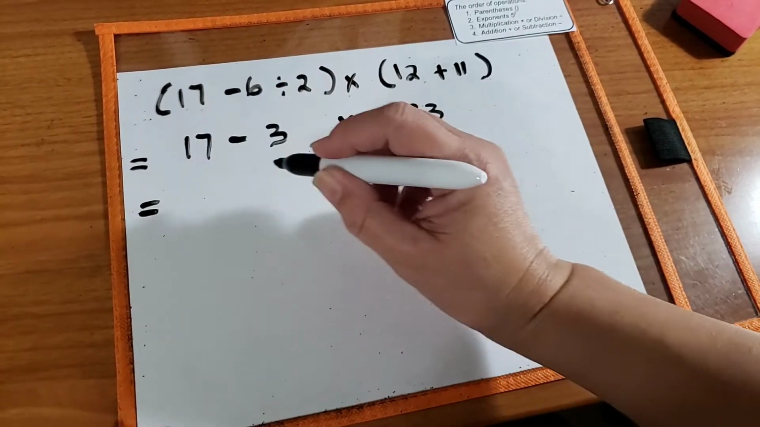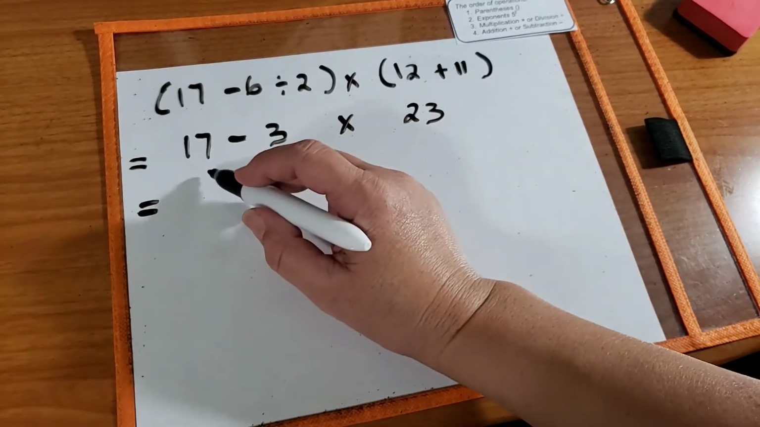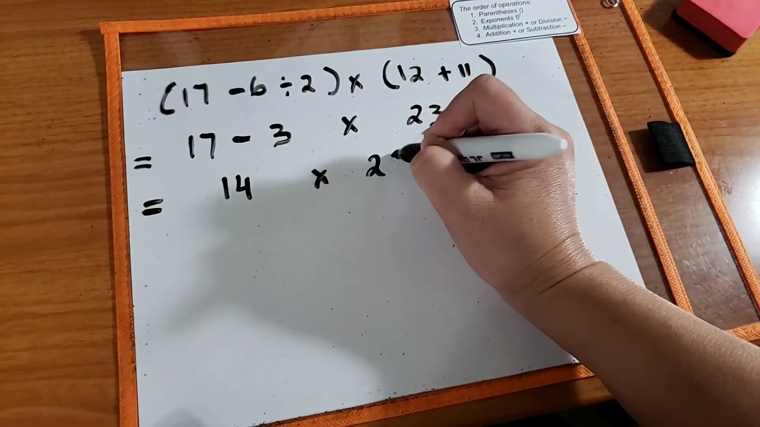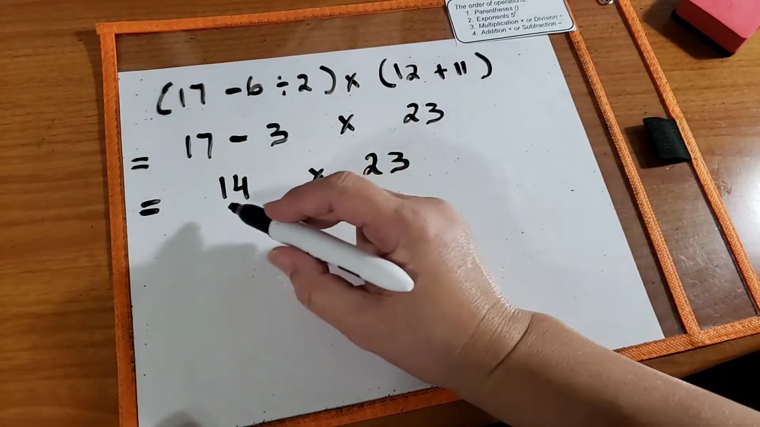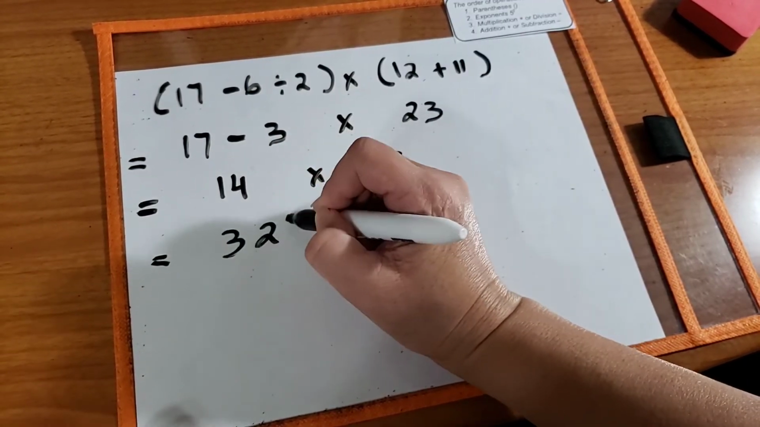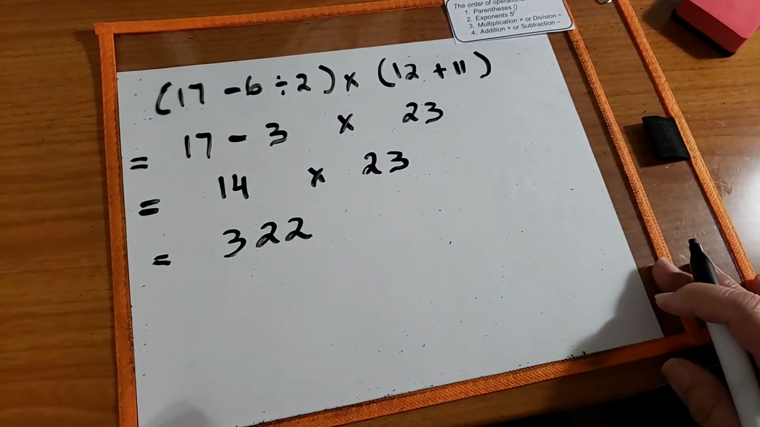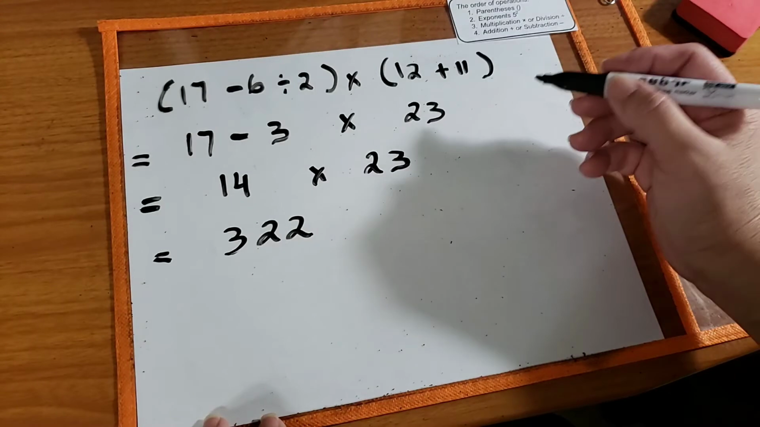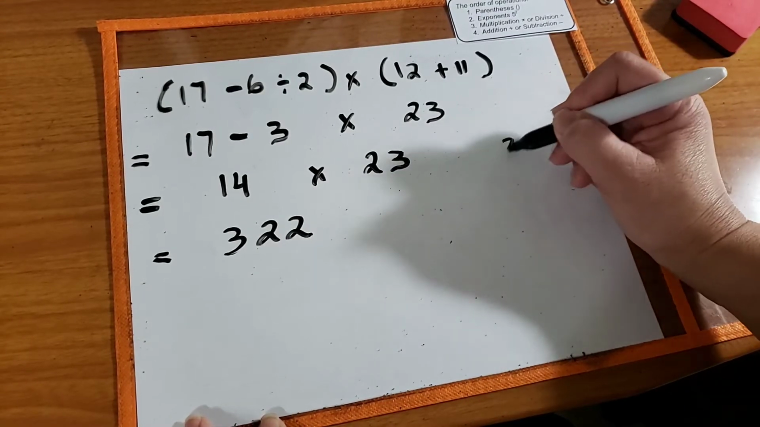So now I'm going to subtract. 17 minus 3 is going to give me 14 multiplied by 23. Okay, and 14 times 23 is going to give me 322. Now if you want to do the long multiplication, that's fine. I can do it here.